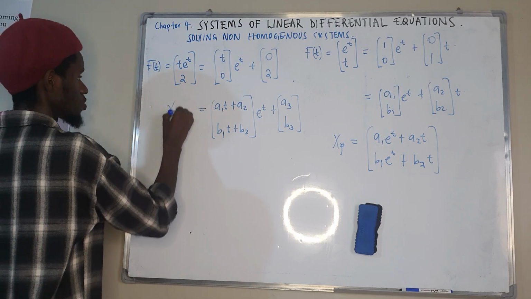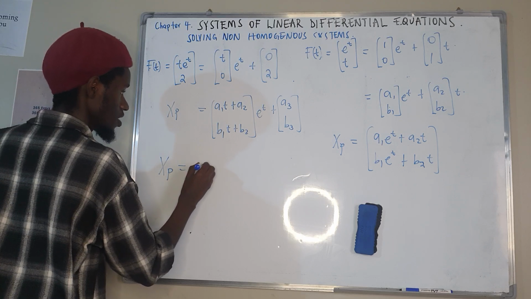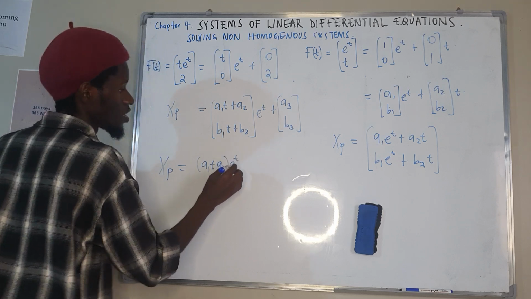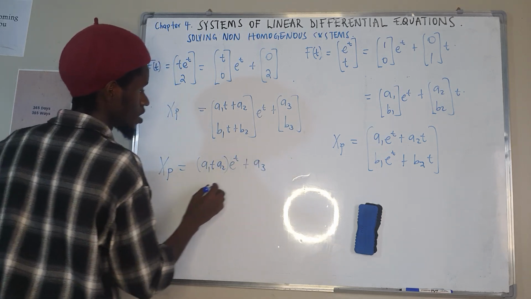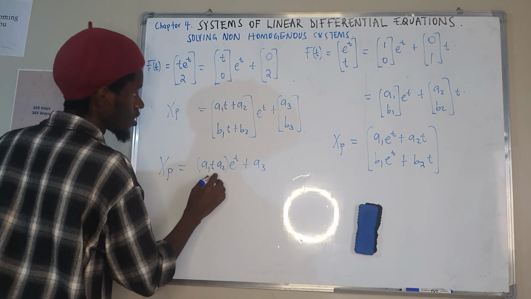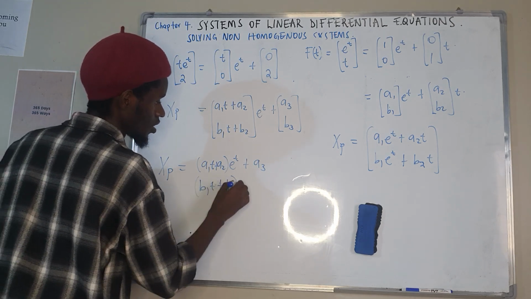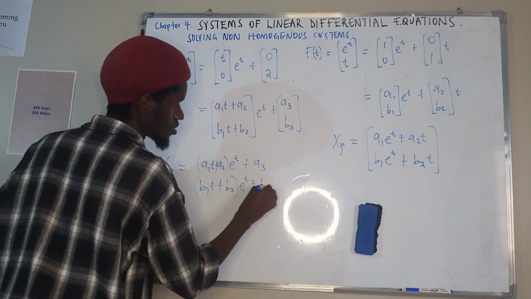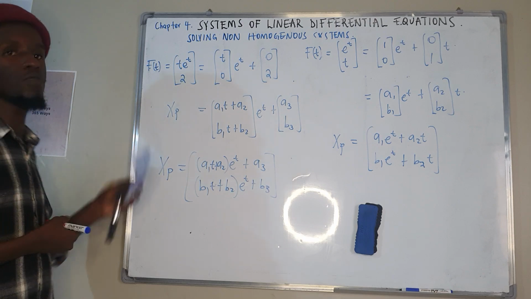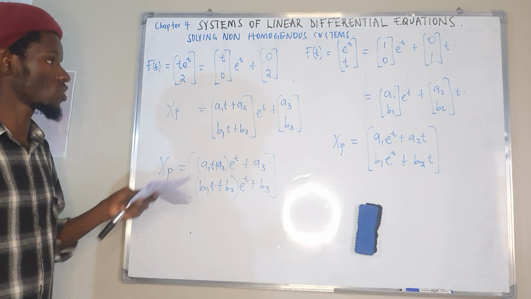Therefore I will be able to write that my xp, this is my xp, the same as having a1 t plus a2, this thing multiplied by e power t, plus a3, and then b1 t plus b2 e power t plus b3, right? That is the format. I think we shall be able to do more with experience. If you have experience, you'll be able to get to know what to do here.